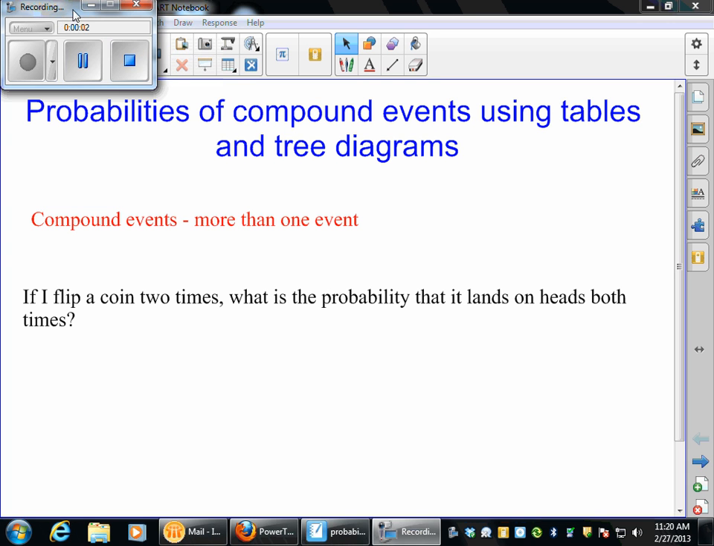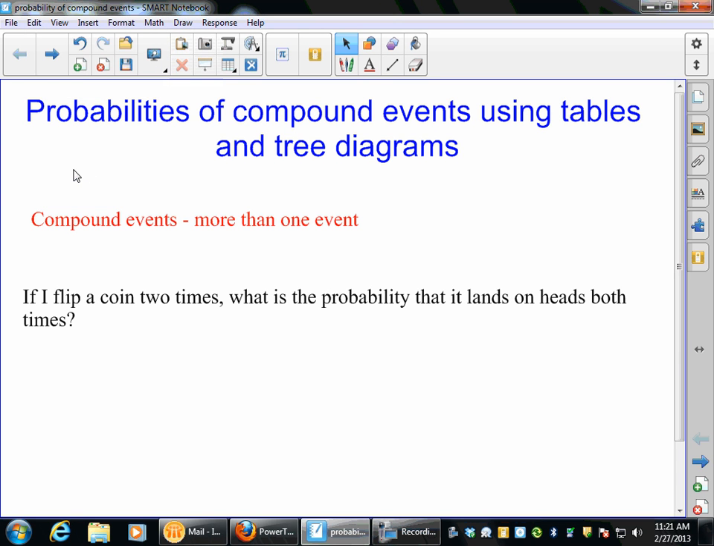Okay, in the last section of this unit, we're talking about probabilities of compound events. A compound event just means that there's more than one event. This is a very simple example. If I flip a coin 2 times, what's the probability that it lands on heads both times? So I have more than one event.